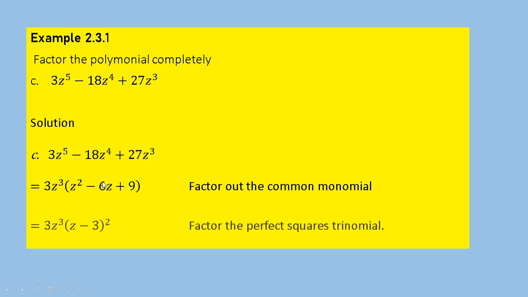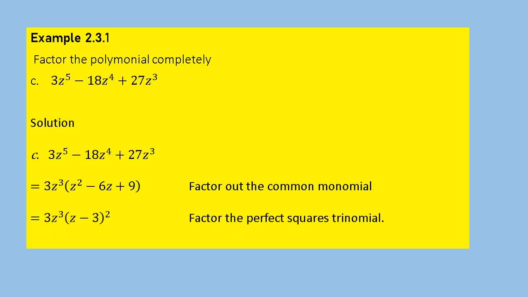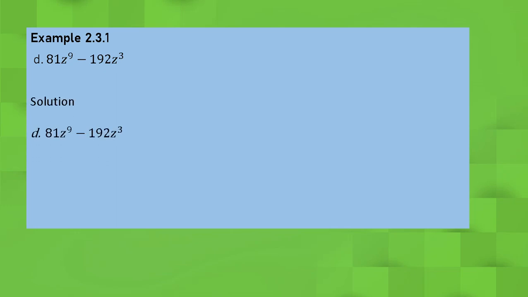Okay? So, factor the perfect square trinomial, z squared minus 6z plus 9. The factor of that is z minus 3 squared. Next, 81z to the power of 9 minus 192z cubed. Take out z cubed. The common monomial of the coefficients is 3. So, 81 divided by 3 is 27. 192 divided by 3 is 64. And for the exponent, 9 minus 3, that's why it's 6.